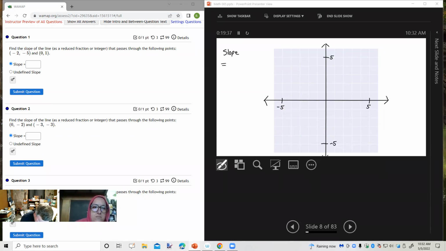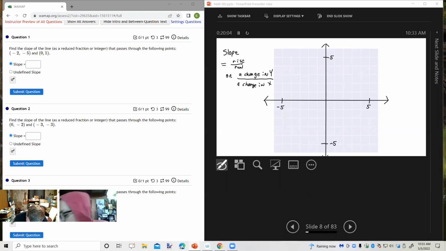is defined as rise over run, or a change in y divided by a change in x.